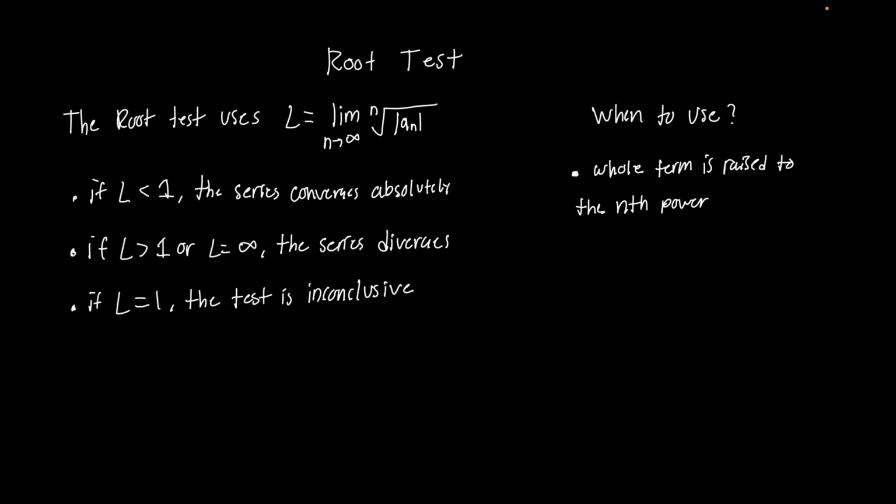Now for our next test, we have the root test. The root test uses the limit as n approaches infinity of the nth root of the absolute value of a sub n. And we also have the same conditions for the root test and ratio test, which is a good thing. When you memorize one, you memorize two, so you kill two birds with one stone. If L is less than 1, we say the series converges absolutely. If L is greater than 1 or equal to infinity, it diverges. And if it's equal to 1, we say the test is inconclusive.